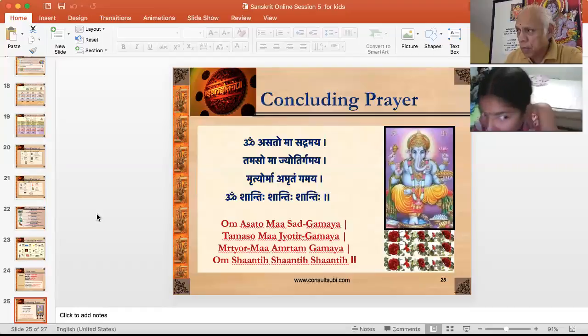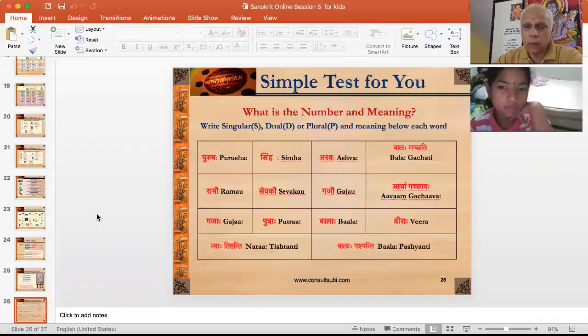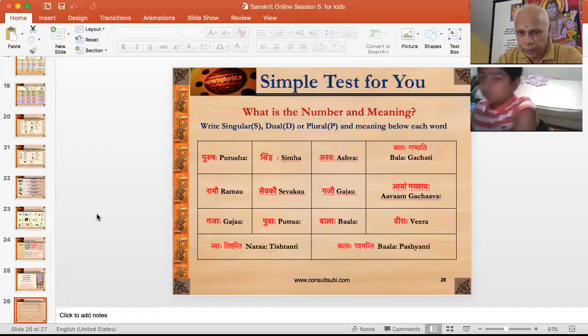Okay. Now I'm going to give you the exercises, and it's going to be a simple test for you. I've given you several words here with the English transliteration. You have to say whether it is singular, dual, or plural, and also the meaning right below each word. So it is easy for you. And send it across to me. If it is singular, you just put S. If it is dual, you put D. Or if it is plural, you put P. And write the meaning in English. It's a very simple test.